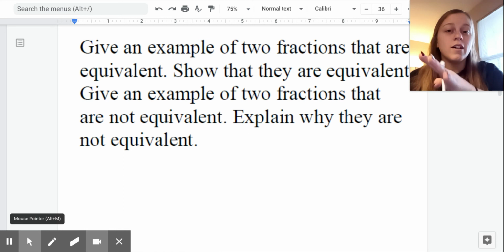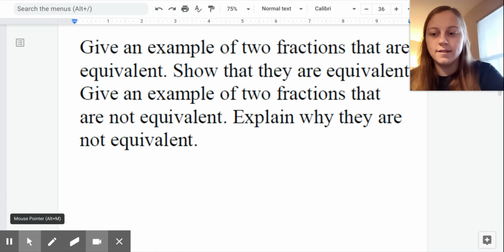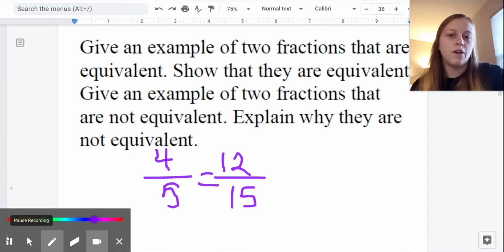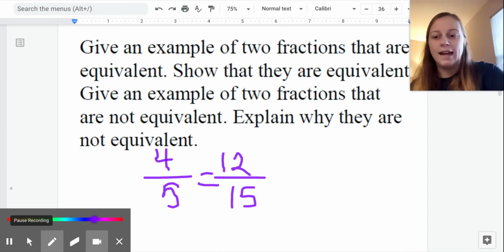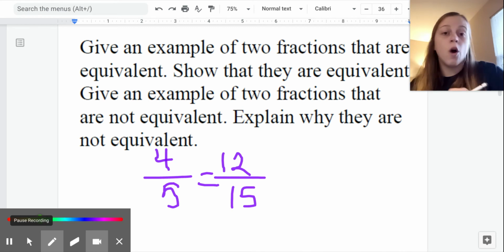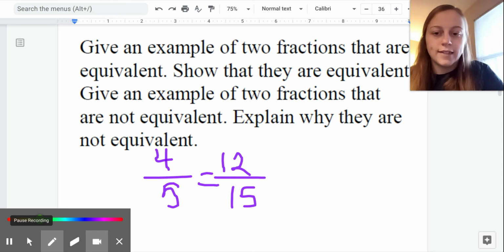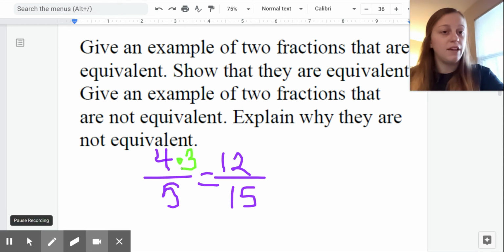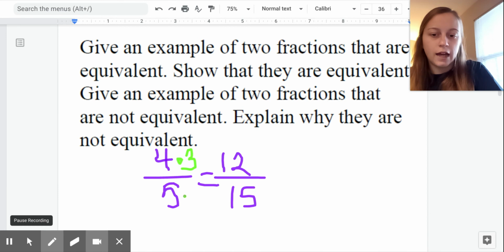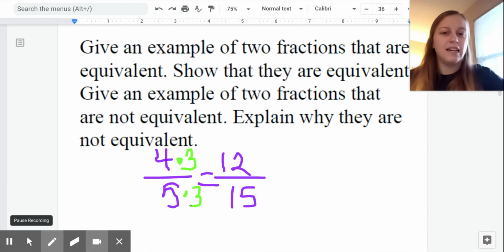All right, so here are some of my examples of fractions that are equivalent. And it says in the question to show why they are equivalent or show how. Well, what I did here is I did 4 times 3 gave me 12. And remember, to make fractions equivalent, whatever you do to the top, you have to do to the bottom. So 5 times 3 is 15. Therefore, I showed that they are equivalent.